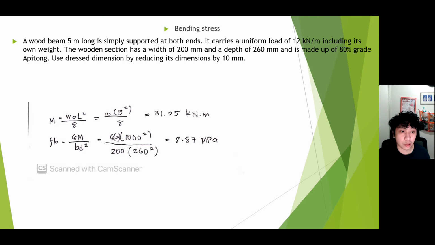So this is the formula for M is equals to 10 times 5 squared all over 8 is equals to 35.25 kN·m. Then Fb is equals to 6M over bd squared. So, substitute lang ulit. 6 times 20 times 1,000 squared all over 200 times 260 squared is equals to 887 MPa.